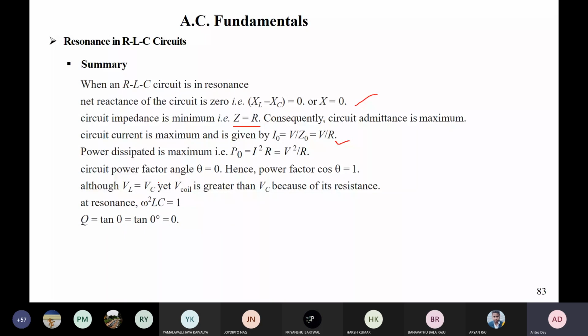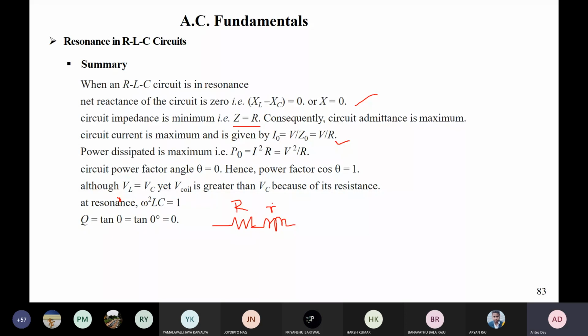Although VL is equal to VC, yet V coil is greater than VC because of its resistance at resonance. Why is it called so? Because there will be some resistance in the inductance which you cannot avoid. Hypothetically it can be resistance equal to 0, but small r should be there. That is why your V coil will be greater than VC. At resonance we don't consider the resistance of the inductor, but if small r is there, then of course the drop will be like that only. And during the resonance, the resonant current will be given by this R plus this small r. Okay.